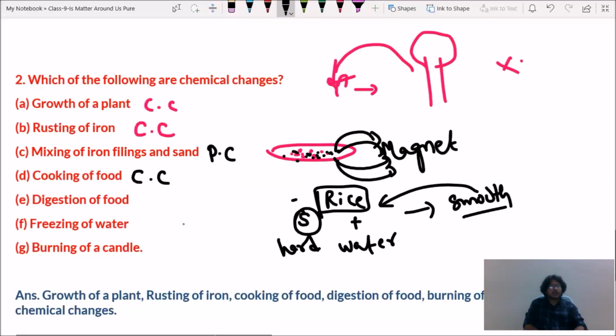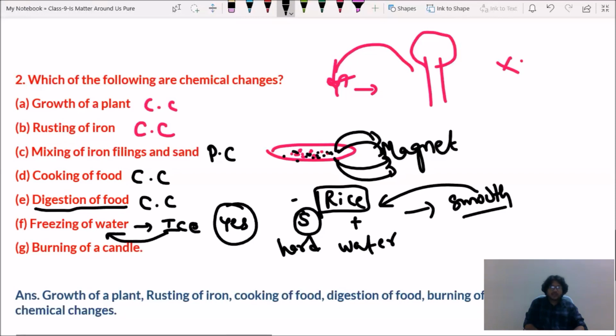Digestion of food. We eat food today and tomorrow there will be excretion, right? So in our stomach, that food will be digested, and that digested food will not become the original food we ate. So it is a chemical change. Freezing of water. If you freeze water, that water will become an ice cube. And again, can we convert ice to water? Yes, we can convert it. It is reversible, so it is a physical change.